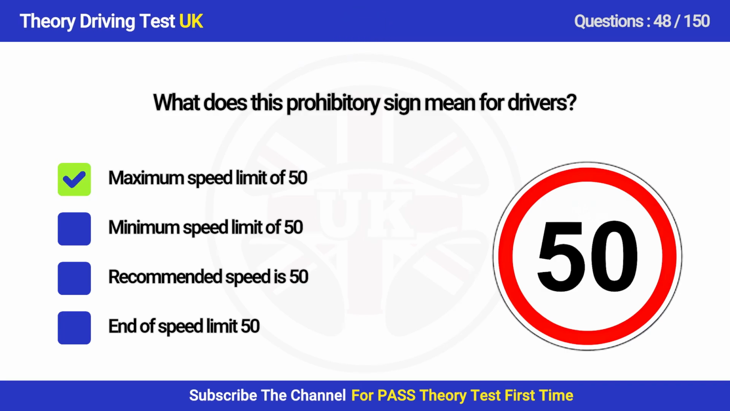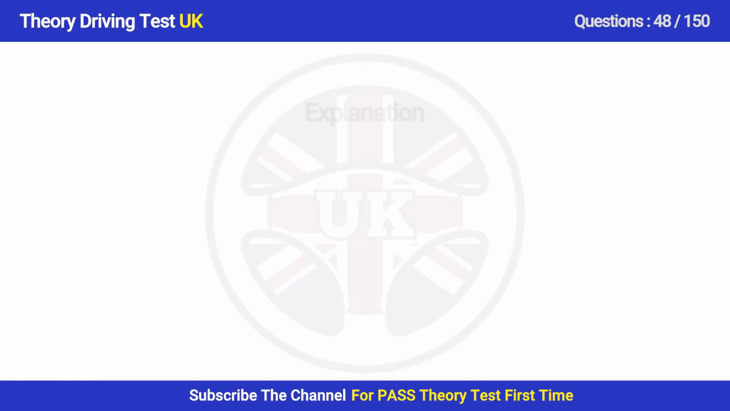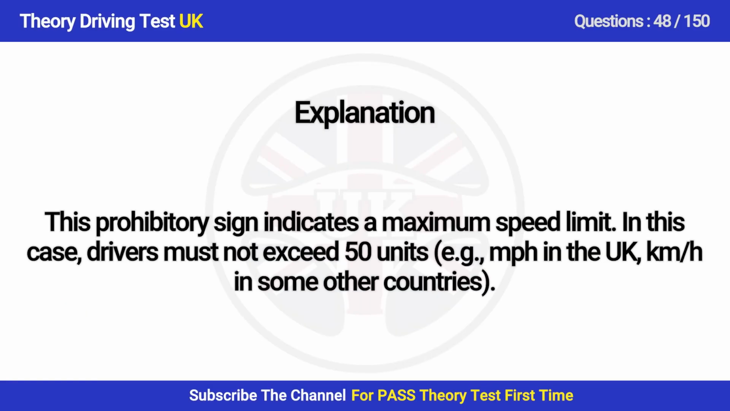Answer is A. Maximum speed limit of 50. This prohibitory sign indicates a maximum speed limit. In this case, drivers must not exceed 50 units, e.g., mph.